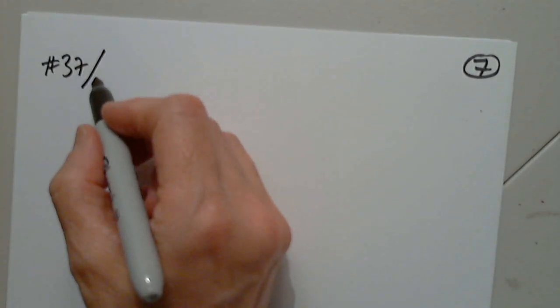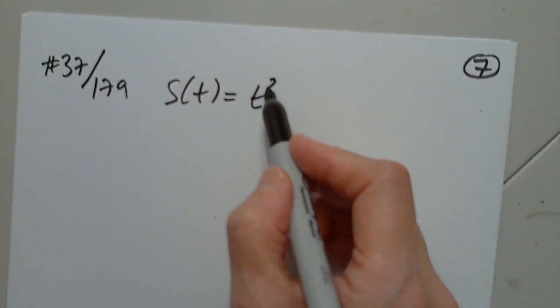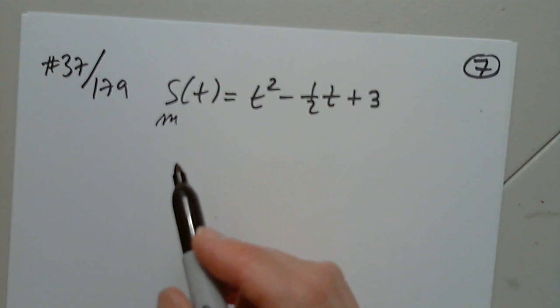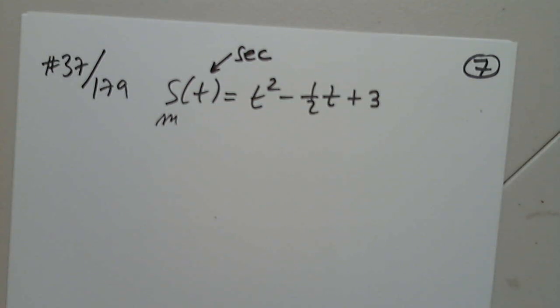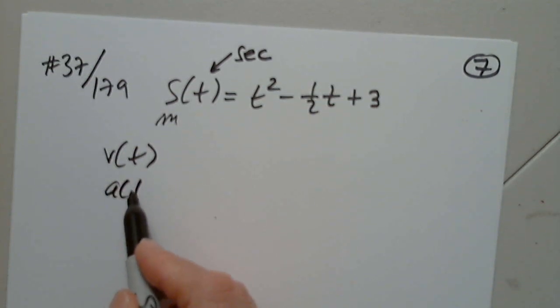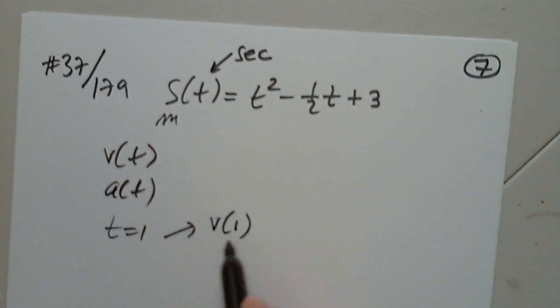So 37 on 179. They're given a distance function, s of t equals t squared minus 1/2 t plus 3. So the distance is in meters, and t is in seconds. Fine. Find each of the following. They want us to find the velocity. They want us to find the acceleration. And then the velocity and acceleration when t equals 1. So v of 1 and a of 1. Awesome. So this is an application of higher order derivatives.